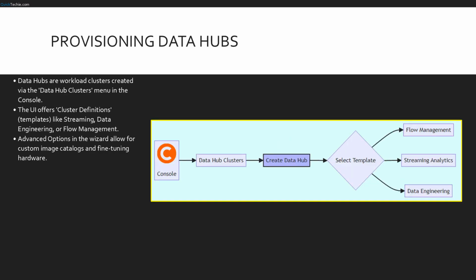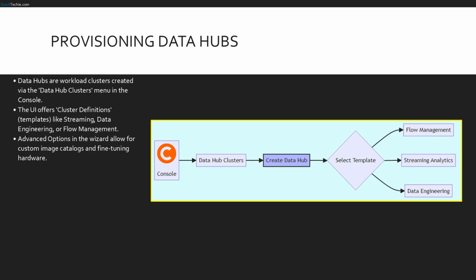Once your environment is ready, you use the web interface to provision compute resources, known as data hubs. Navigate to the Data Hub Clusters menu and click Create Data Hub. The interface simplifies complexity by offering pre-configured cluster definitions or templates. For example, you might select a flow management template for NiFi or a streaming analytics template for Flink. The UI also allows for granular control via the Advanced Options tab, where you can select specific image catalogs or customize disk sizes, ensuring the hardware matches your workload requirements.